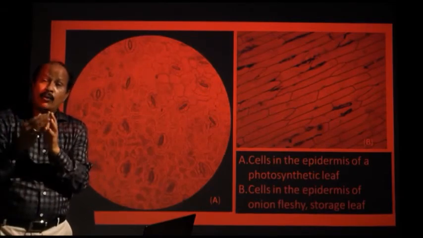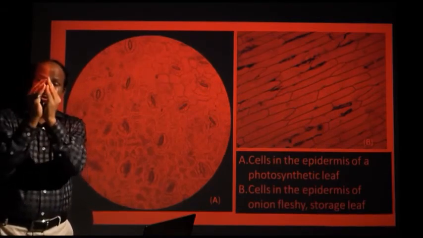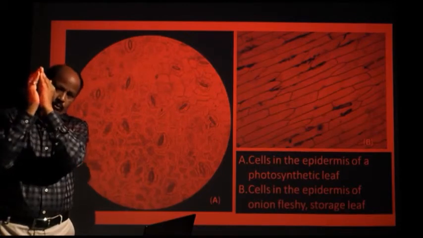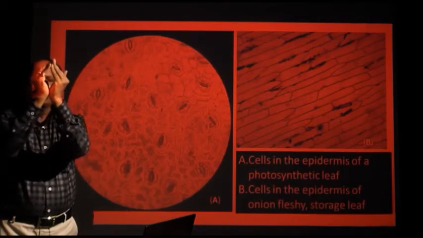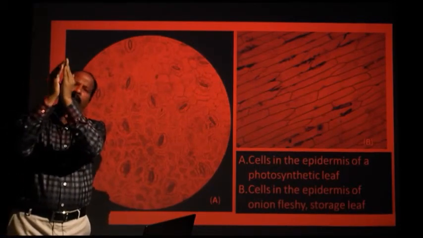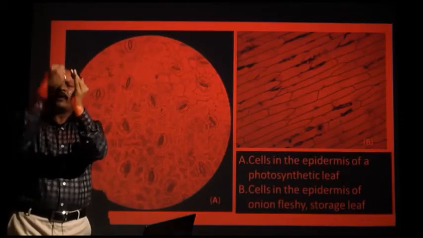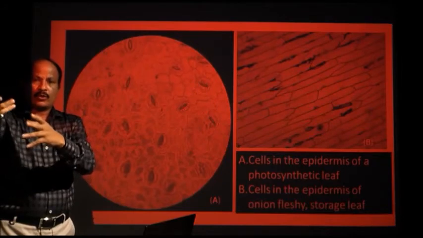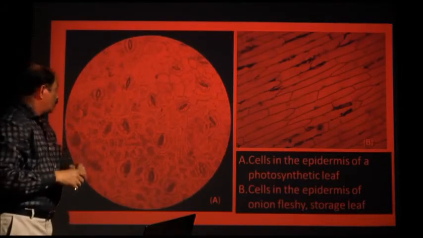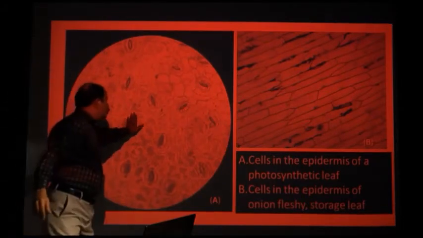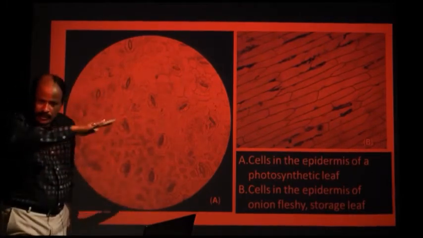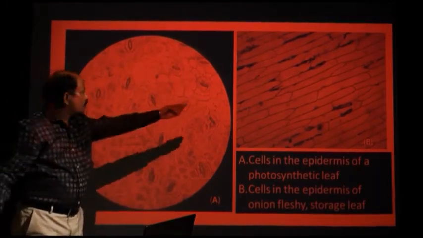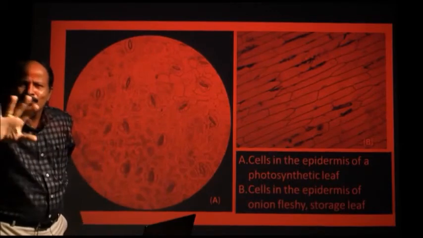You see how the correlation between the structure of stomata guarded by two guard cells, they open during daytime to allow entry of carbon dioxide which is used for photosynthesis, which you have read as photosynthesis, right? And other cells do not allow any exchange, they act as a barrier, and this is from a storage leaf. There is no need of photosynthesis.